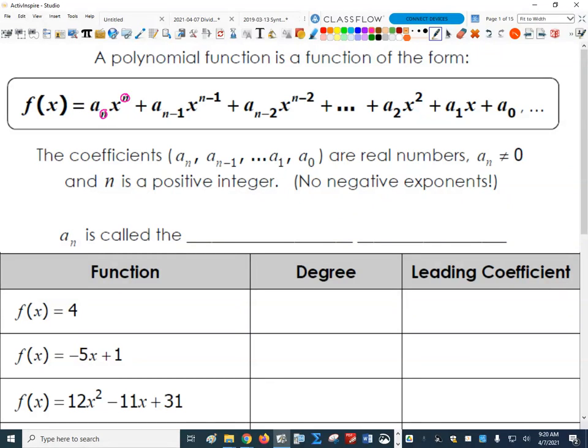Our very last three terms would be x squared times a sub 2, plus x to the 1 times a sub 1, plus, there is an invisible x to the 0 there, but I wouldn't write x to the 0 because it equals 1. So x to the 0 times a sub 0 is the same thing as a sub 0. I wouldn't even write it. That's what we call our constant.